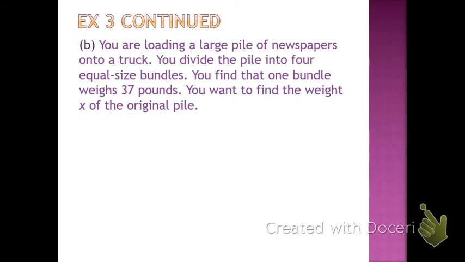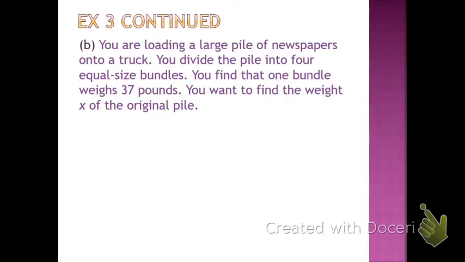We got one more. It says, you are loading a large pile of newspapers onto a truck. You divide the pile into 4 equal size bundles. You find that one bundle weighs 37 pounds. You want to find the weight X of the original pile. So I want you to go through, circle numbers, and underline important pieces that you think you're going to pull out to write this equation. If you want to work or talk to someone near you, I'm okay with that.